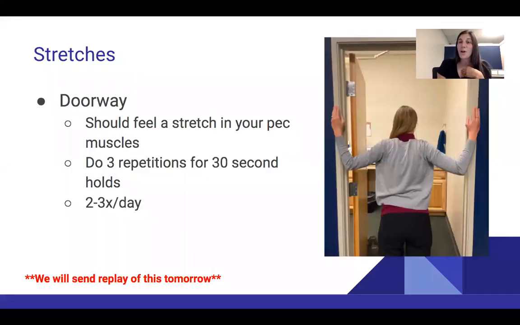Okay, so on to some more exercises. We're going to start with stretches. So this is a doorway stretch. It's to stretch out your pec muscles. So you have two big muscles on your chest, pec major, pec minor. You want to put your arms on a doorway, stride stance your feet, and you can just control how much weight you're leaning into that. You should feel a deep stretch across your chest. It shouldn't be sharp or shooting.